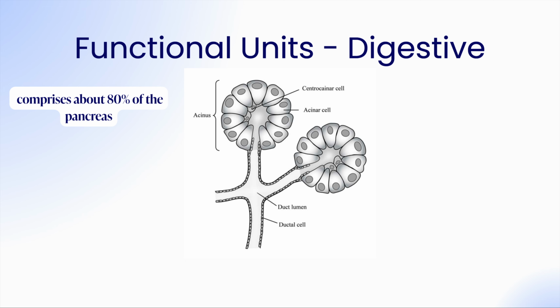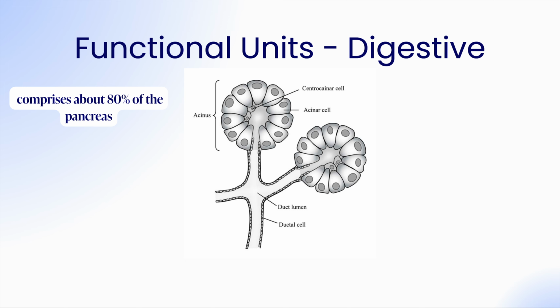Now, we are all made of functional units, which is the smallest unit that helps us function, right? And for our body, it's a cell. And just like our body, the pancreas has these functional units, which are called acini, or acinus for singular, which are just clusters of acinar cells. And this is specifically for the digestive function. So the acini is basically the smallest unit of the pancreas that is able to help with digestion.